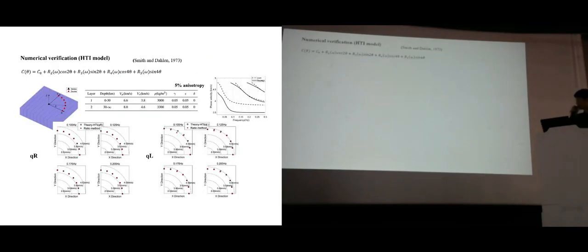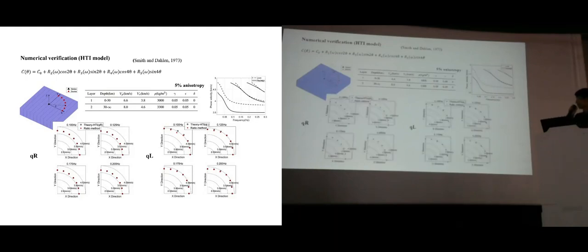In order to verify the derived formulas, I use the analytical solution derived by Smith in 1973. It's a two-layer model, and the anisotropy is 5% for body waves. We can look at the result. The left figure is the result of the quasi-Rayleigh wave, and the right figure is the result of the quasi-Love wave. We can find that the theory results and the results from the ratio method match very well, which means that the derived formulas are correct.